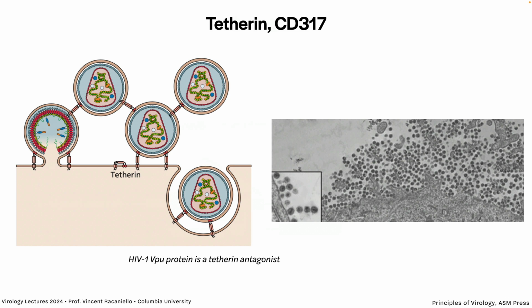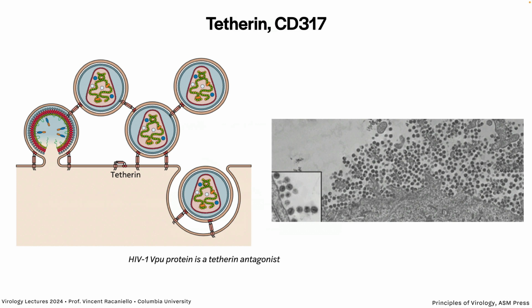So what about these interferon-stimulated genes? What are they? There are over 1,000 of them. And I'm not going to go over all of them with you. What's the point of that? I want to go over a few so you get a sense of how they work and the ones that we know about. One of them is called tetherin, or CD137.